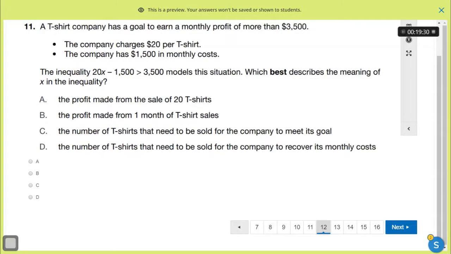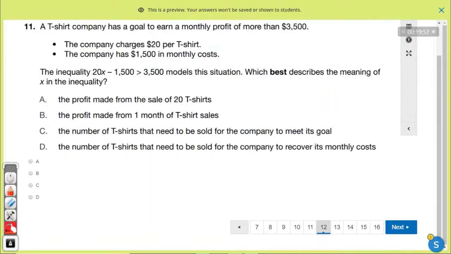In this question, it says a t-shirt company has a goal to earn a monthly profit of more than $3,500. The company charges $20 per t-shirt. The company has $1,500 in monthly costs. The inequality 20x minus 1,500 is greater than 3,500 models this situation. Which best describes the meaning of the inequality?